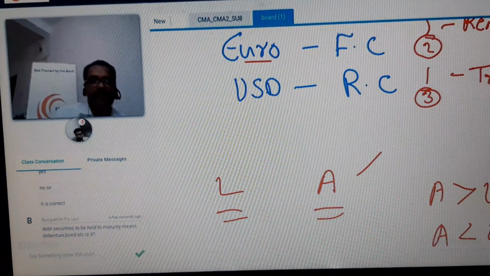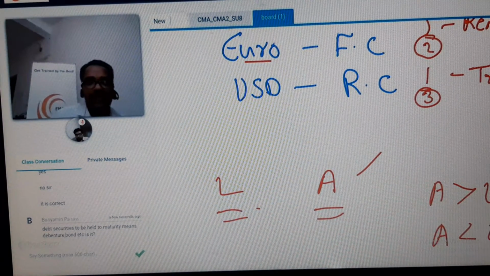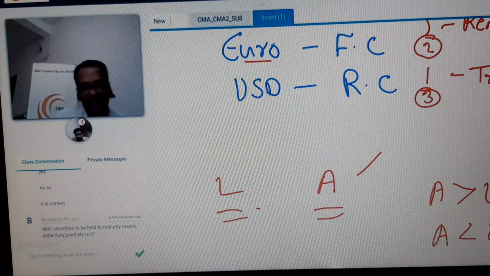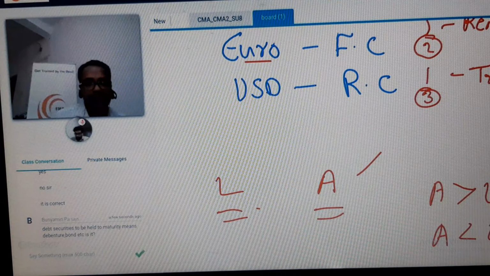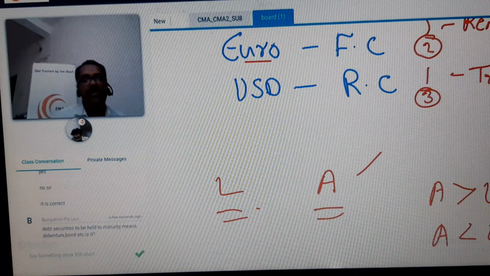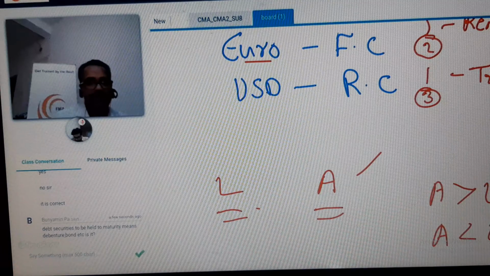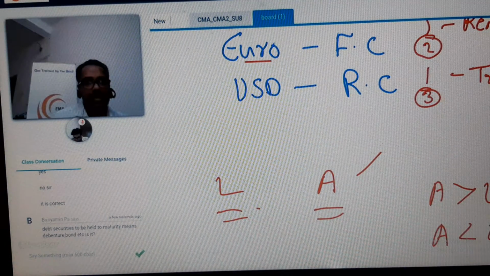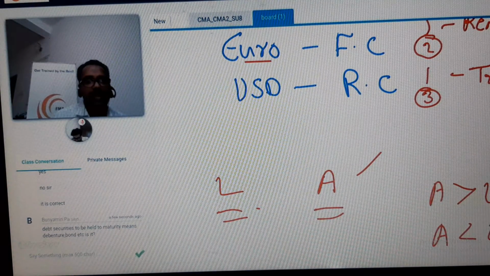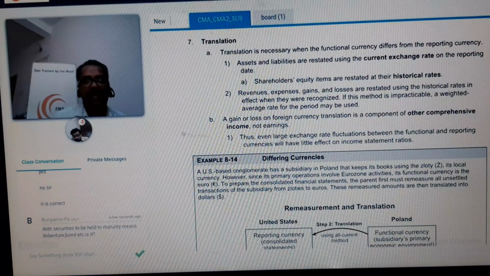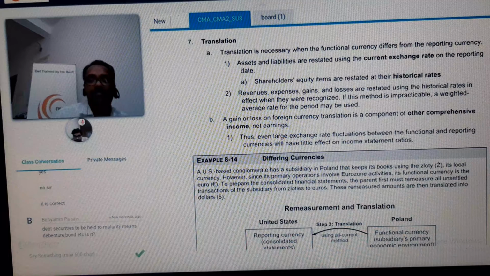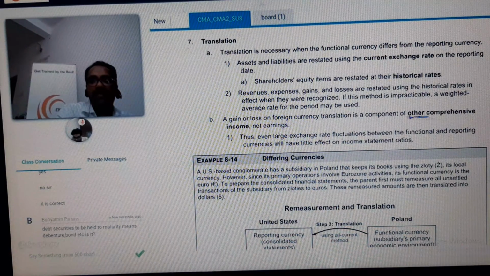Again, you will end up with a situation like this. Asset and liability will not match. There will be a change. There will be gain or loss. That gain or loss is called the foreign currency translation reserve. It will go to the comprehensive income. Other comprehensive income, not earnings.